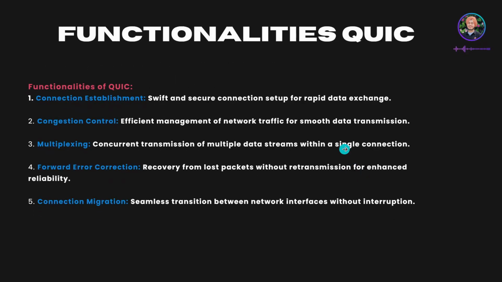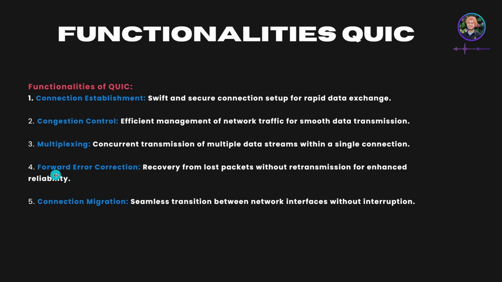Let's move to the next slide. Functionalities of QUIC. Till now, we have discussed a lot of its functionality. Let me recall one more time its basic functionality. The first thing is connection establishment. QUIC allows for fast and secure establishment of connections between endpoints, often requiring fewer round trips compared to TCP. The next feature is multiplexing. QUIC supports multiplexing of multiple streams within a single connection, allowing concurrent transmission of data without the head-of-line blocking issue, which we have discussed.